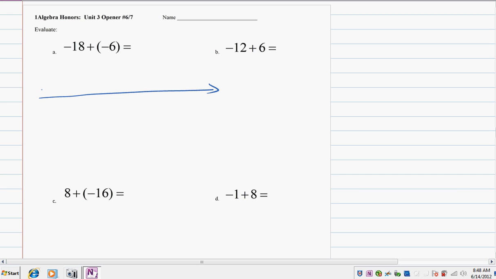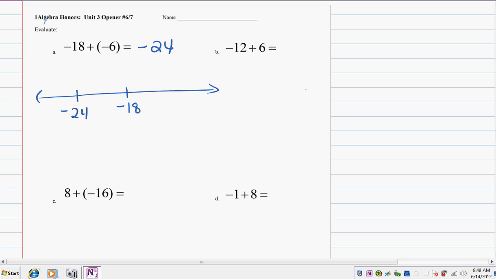So if I was at negative 18, negative 18 plus negative 6 is negative 24 if you type it into a calculator. So what does that mean relative to negative 18? I'm going to negative 24. What does 6 have to do with that number?